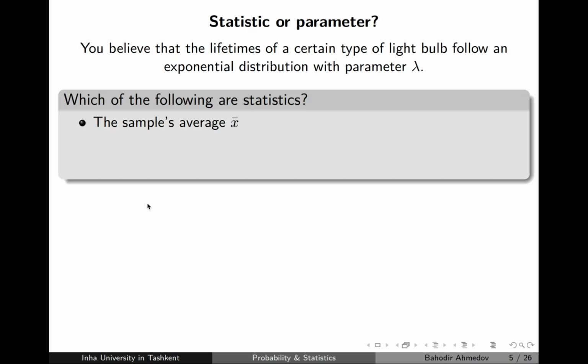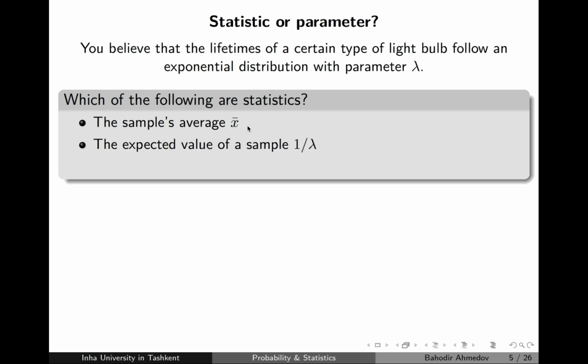So let's do an example in order to understand the difference between a statistic and a parameter. Suppose you believe that the lifetime of a certain type of light bulb follows an exponential distribution with parameter lambda. Could you please define which of the following numerical measurements is the sample one? The first is the sample's average, x bar. I'm going to choose some number of light bulbs and measure their lifetimes, and then at the end find the average lifetime for the sample of light bulbs. So this is going to be x bar.